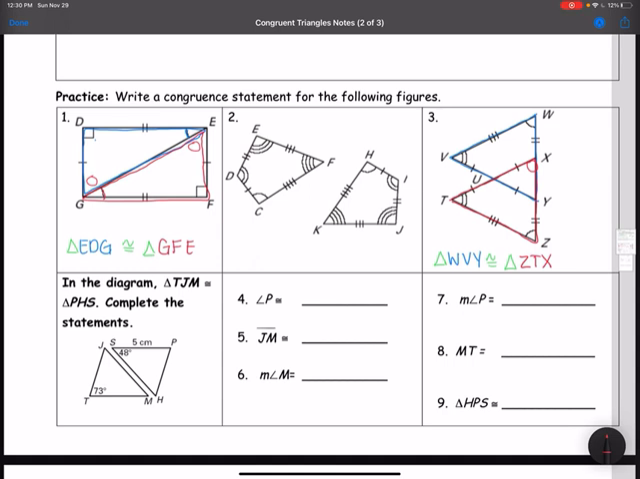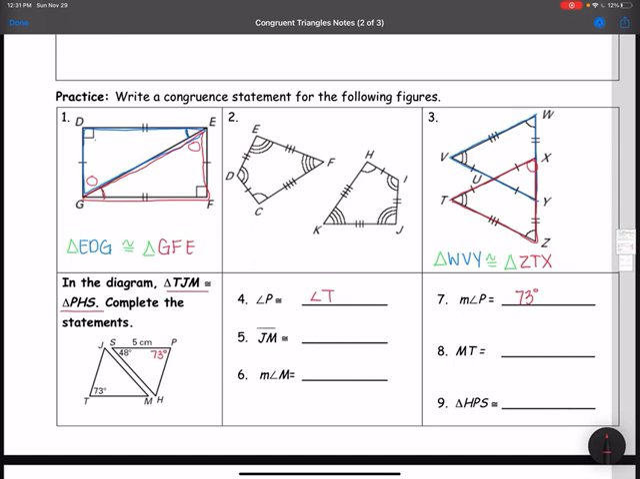Now, not only can you write some congruence statements, but you can also find actual values, angle measurements, and side lengths. So if we look at this next diagram, it says TJM is congruent to PHS. Complete these statements. So we want to know which angle is congruent to angle P. Well, P is written first, and so is T. So we can say that P and T are equal or congruent. So in this case, if T is 73, we can come up here and say that angle P is also 73. So we can fill out number 7 as 73 degrees.